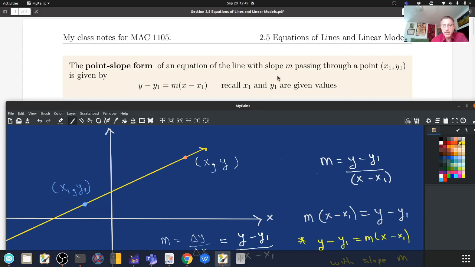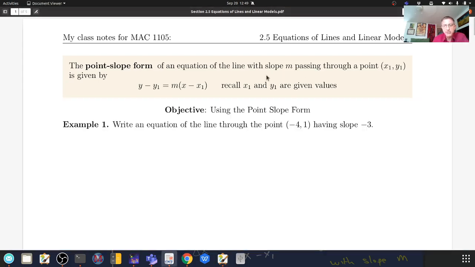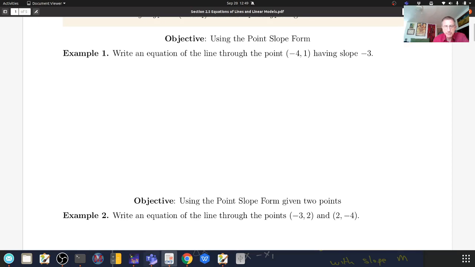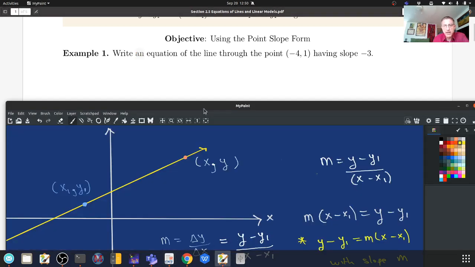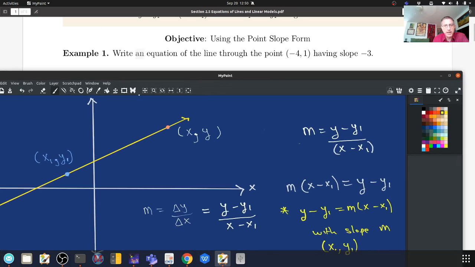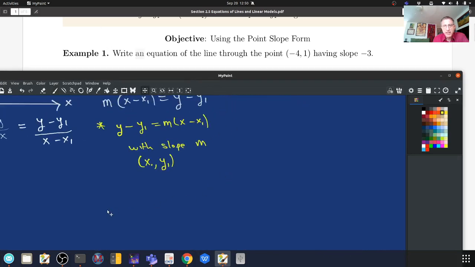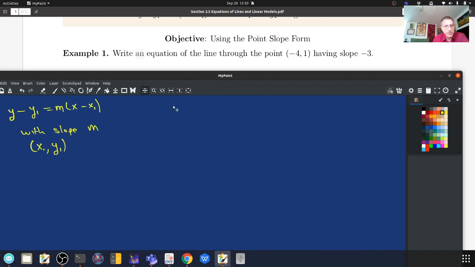So let's just go ahead and use this information to solve some problems. Here we want to write an equation of the line. It says an equation, so you get to choose which equation you want, of the line through the point minus 4, 1 having slope minus 3. So let's do that. We're going to use the point-slope formula that I just derived. It's right here. I'll scoot it over here, maybe make it a little bit more level.